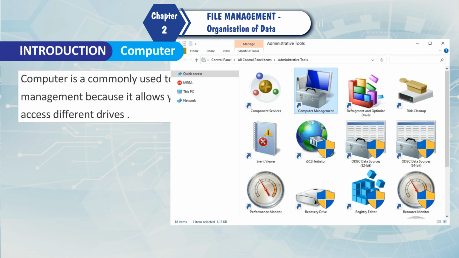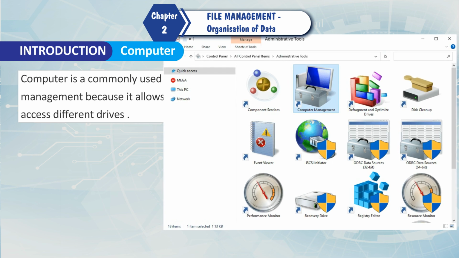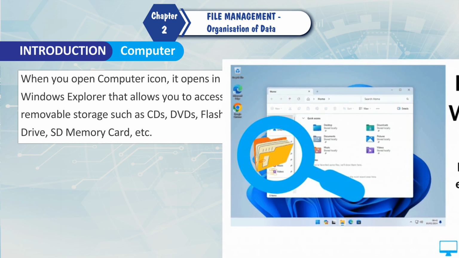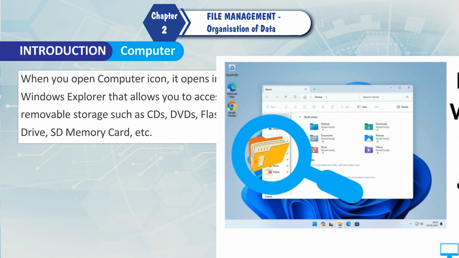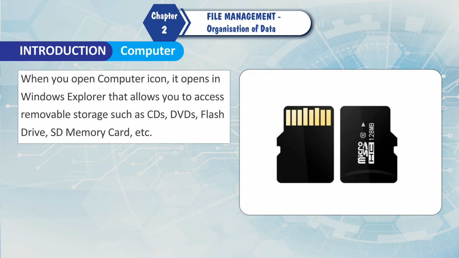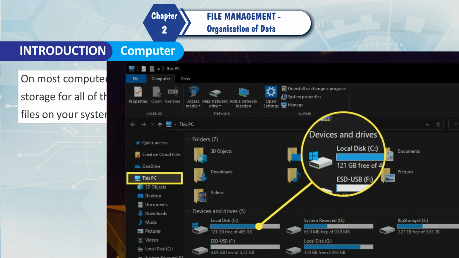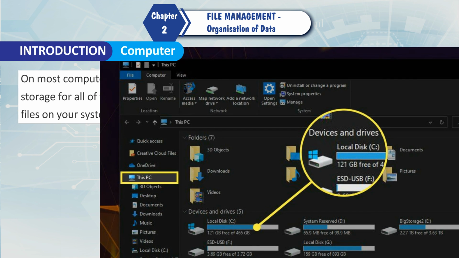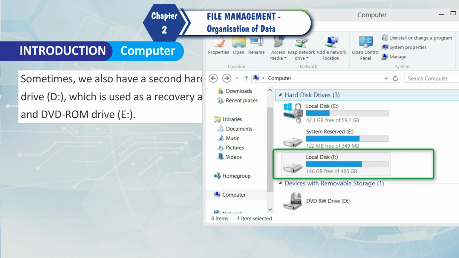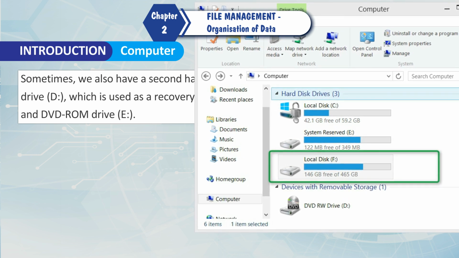Computer. Computer is a commonly used tool for file management because it allows you to access different drives. When you open the Computer icon, it opens in Windows Explorer, which allows you to access removable storage such as CDs, DVDs, flash drives, SD memory cards, etc. On most computers, C is your primary storage for all of the programs, folders and files on your system. Sometimes we also have a second hard drive, D, which is used as a recovery area, and DVD-ROM drive E.